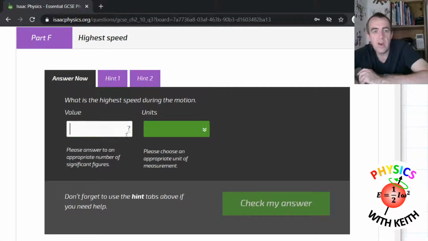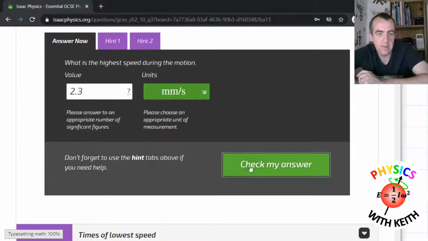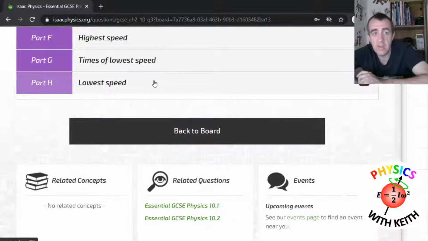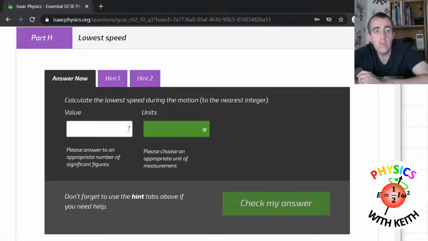And it says, what is the highest speed? Well, it's 2.3 millimeters per second, because we'd already calculated it. We don't have to do any more calculations for that. And then finally, what's the lowest speed during the motion to the nearest integer?